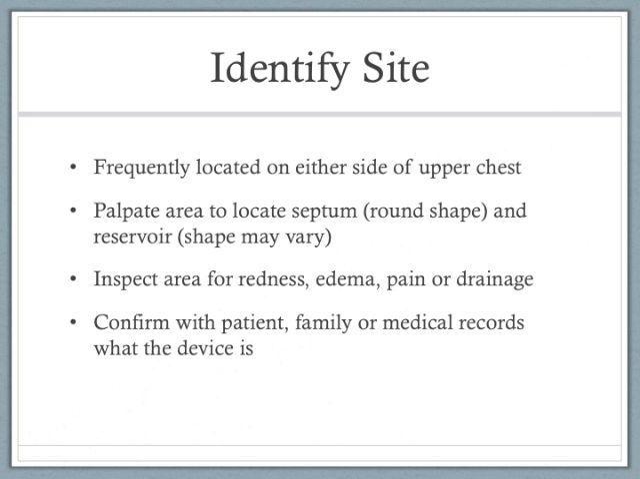The first thing you need to do is to identify the site. These ports are frequently located on either side of the upper chest. You should palpate the area to locate the septum. It's usually a round shape and the reservoir. These shapes can vary depending on the brand and manufacturer.